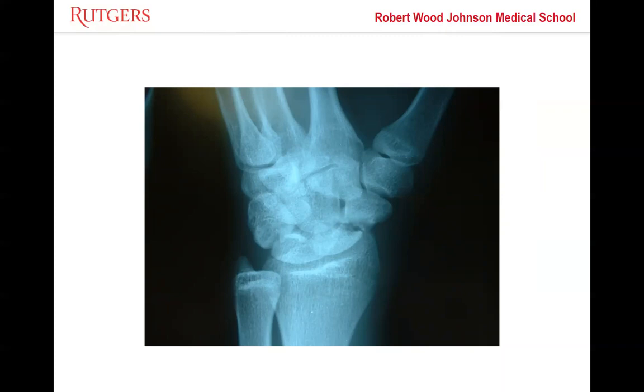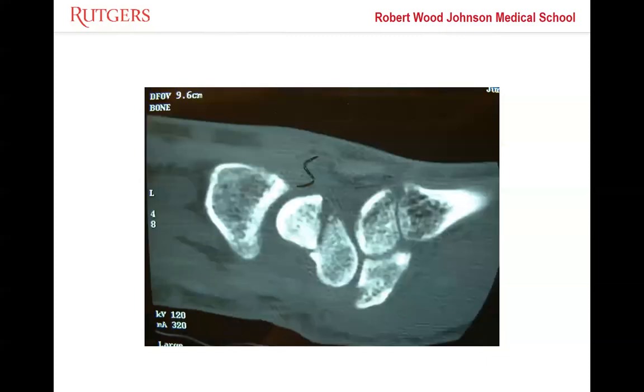I think 6 months. So do we want, no, when it occurs. All right, Dan, do you want additional imaging here? Okay. So we got a CAT scan.